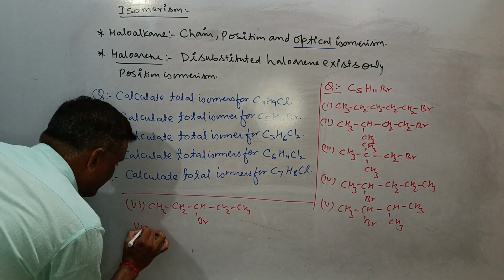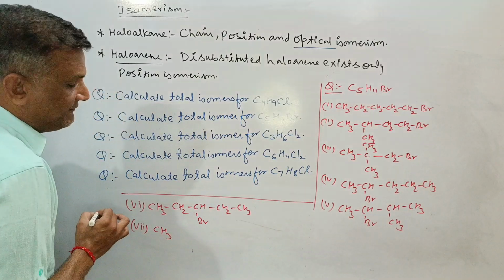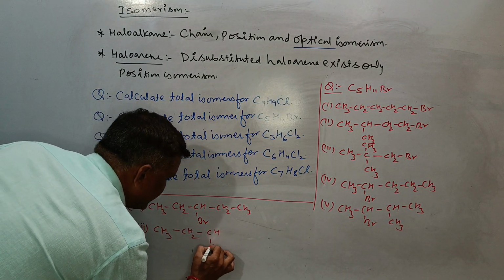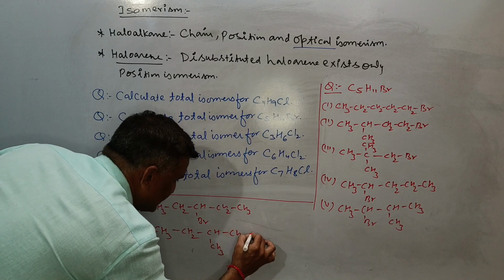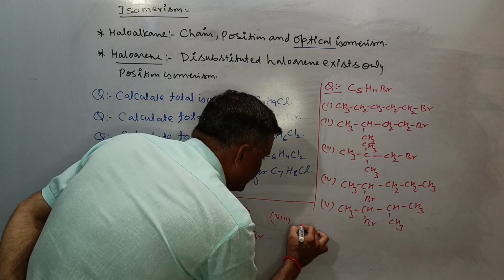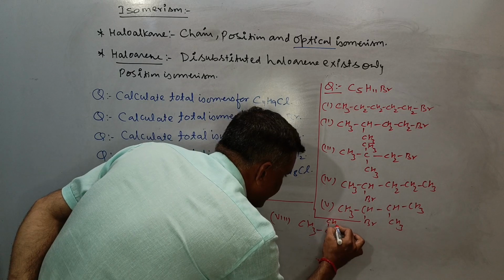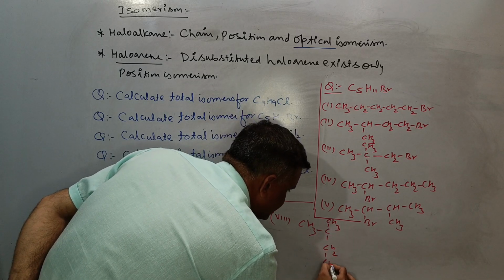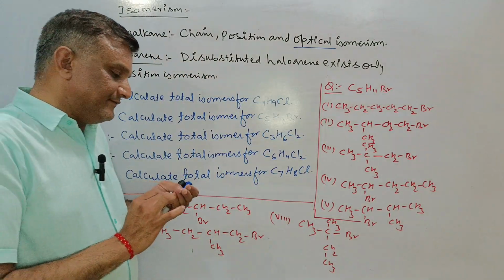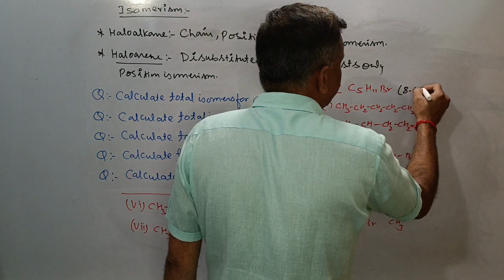Seventh isomer we can take over here. This is the CH3 and it will be your active also, CH2, CHCH3. This is the CH2 and Br. And the eighth isomer will be over here, where you can take a 3 degree, CH3, CH2, CH3, and this is the Br. So the right answer for this is 8 isomer.